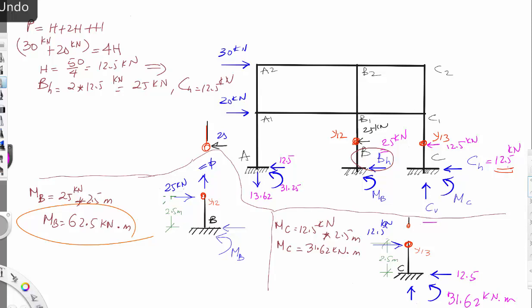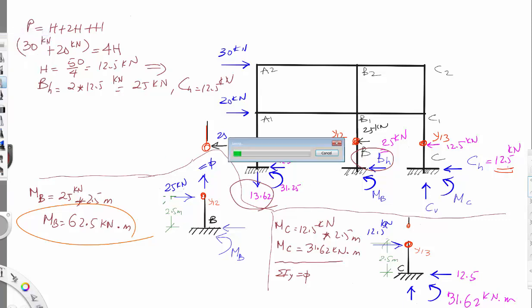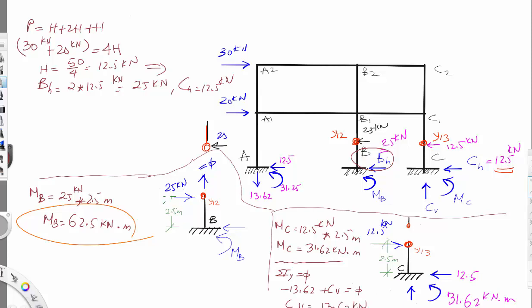And if you look at the entire diagram here, I can apply the sum of all forces in the y direction is equal to zero. I have this value, this is equal to zero, and this value. So I have only these two values, so I can easily find the value of CV. I have minus 13.62 plus CV is equal to 0. CV is equal to 13.62 kilonewton. So now I got all the reactions calculated by using this method.